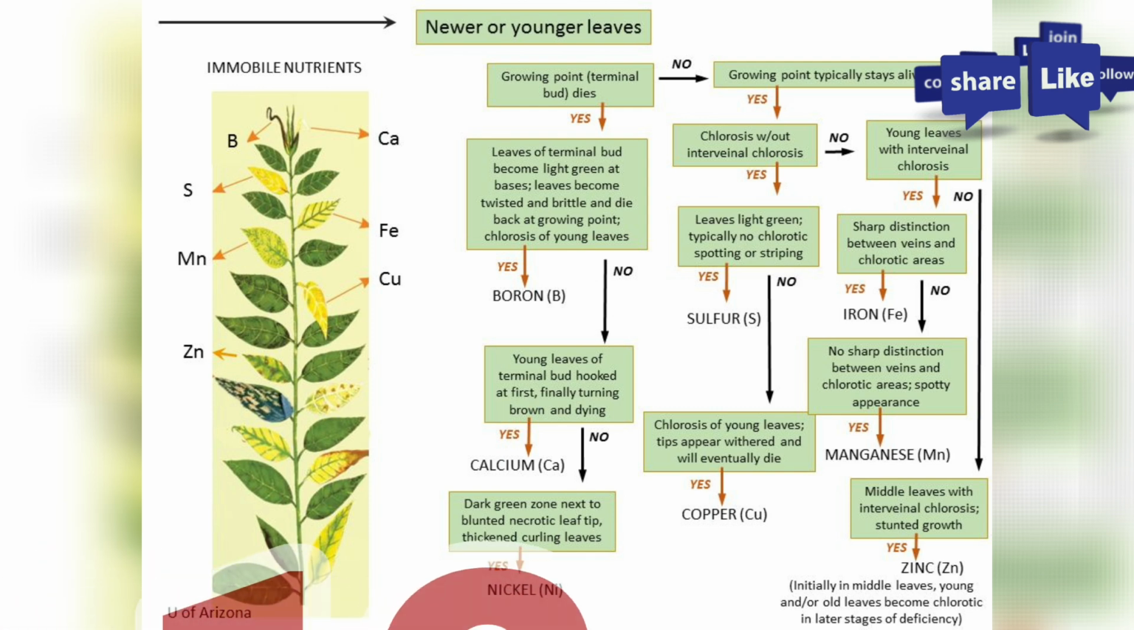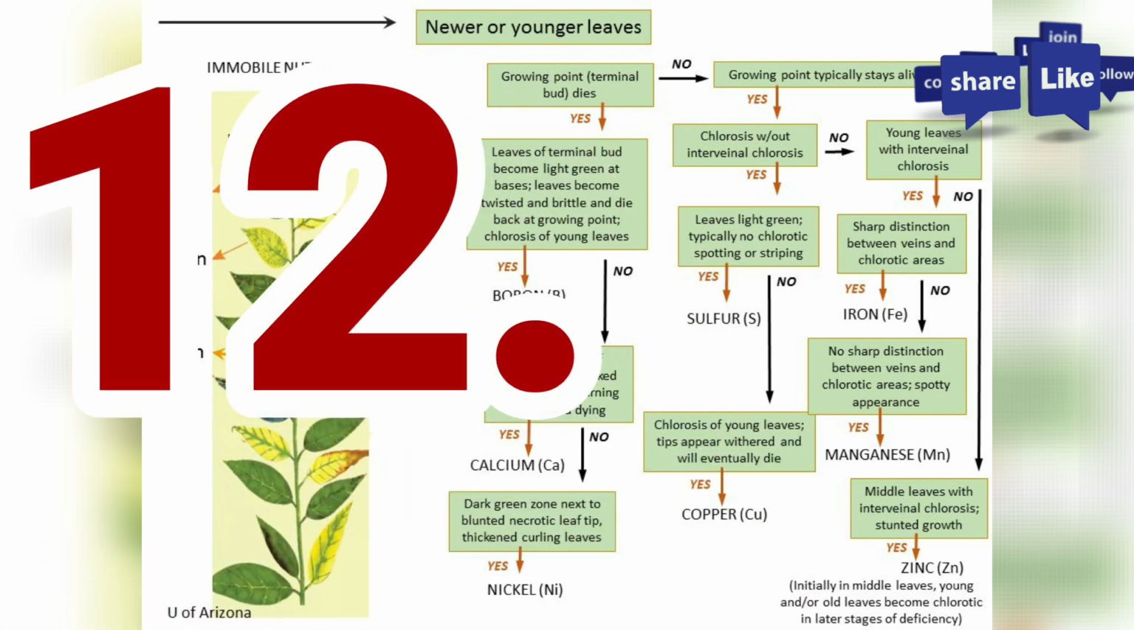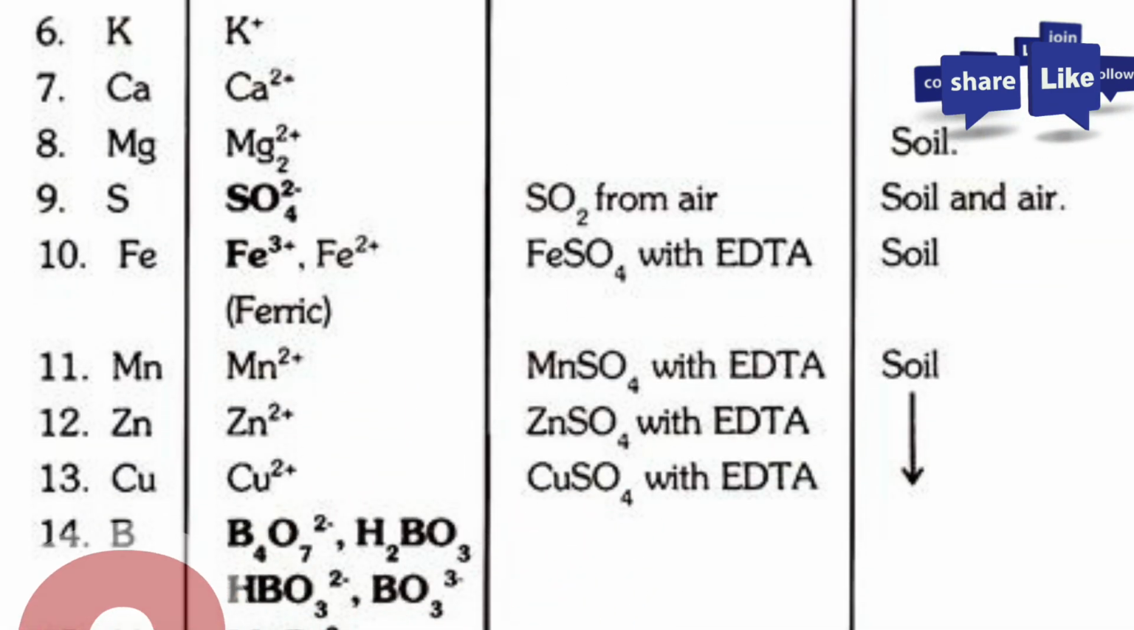Next is sulfur. It is present in amino acids. Cysteine and methionine are examples of such amino acids. Constituents of thiamine, biotin, coenzyme A and ferredoxin are formed by sulfur.